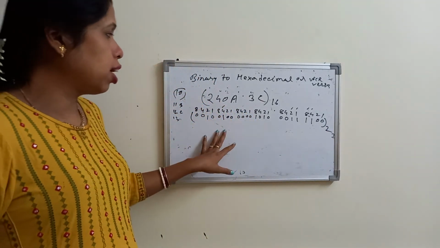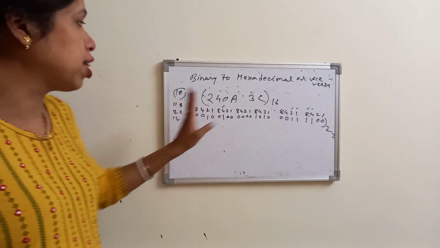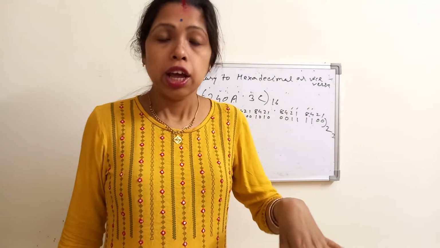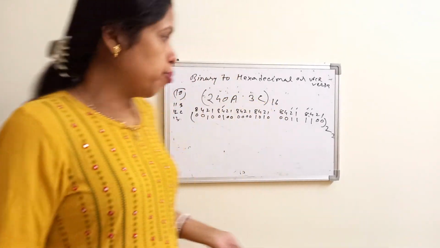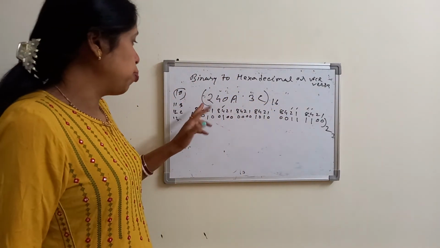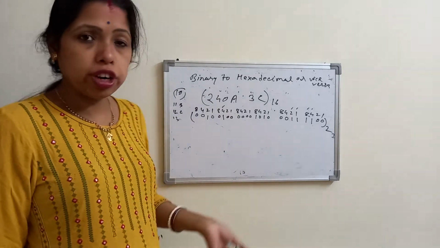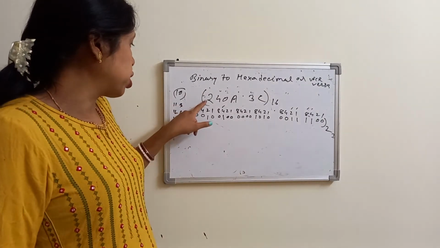If it is difficult for you, then how can you convert? First you have to convert hexadecimal to a decimal number, then decimal to a binary number. So again I am repeating. Each number consists of 4 digits, right? So 4 times you have to write.